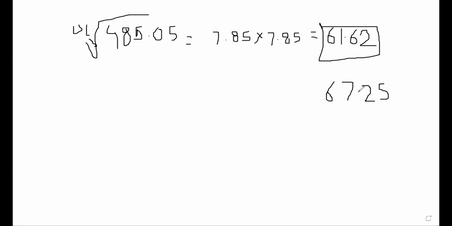Okay, sir. Got it. We wanted the difference to be more than or equal to 61.62. We got the difference 67.25. So this is a valid candle. Simple. Got it, sir. Thank you. Okay.